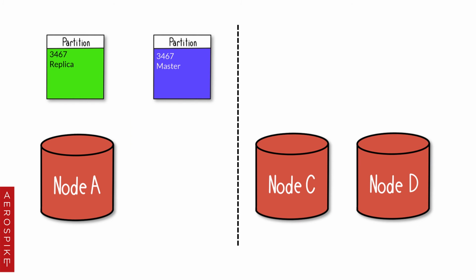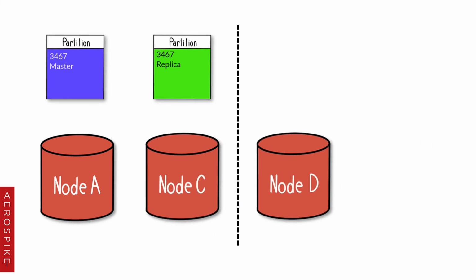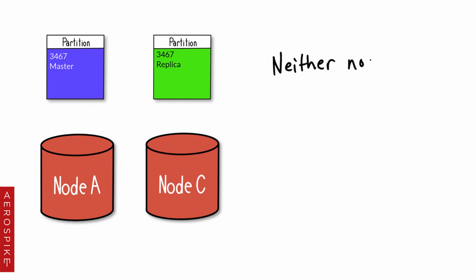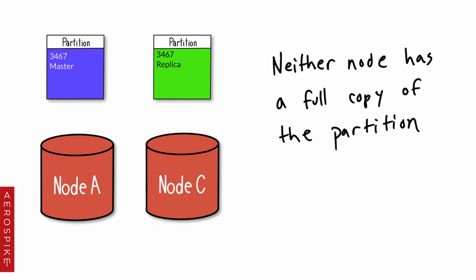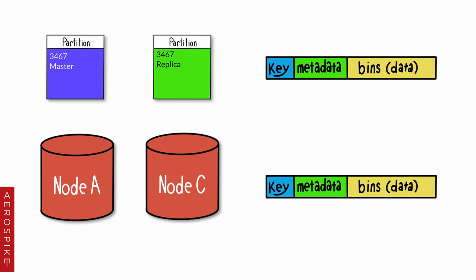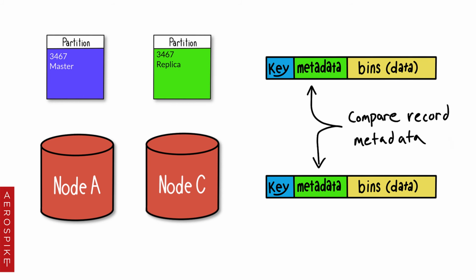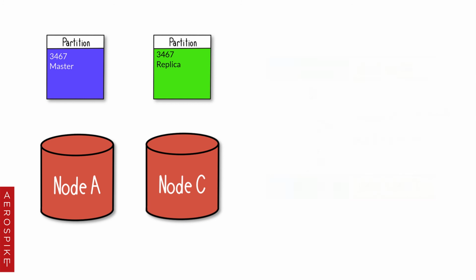Due to the order of the succession list, node A becomes the master copy and C becomes the replica copy. Both nodes A and C are subset partitions, as neither owns a full copy of the data. But between the two of them, they do contain all the records and updates for the partition. When a transaction for a record on the partition occurs, a process called duplicate resolution will be used to determine which of the records, between nodes A and C, is the correct copy.